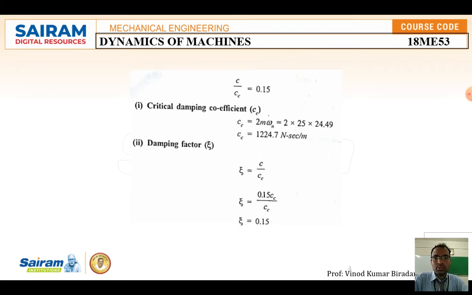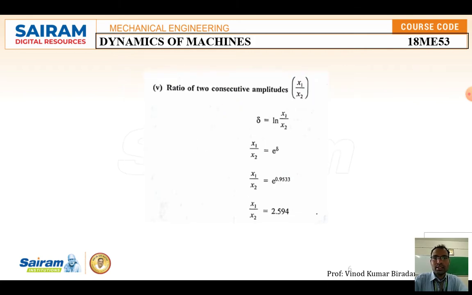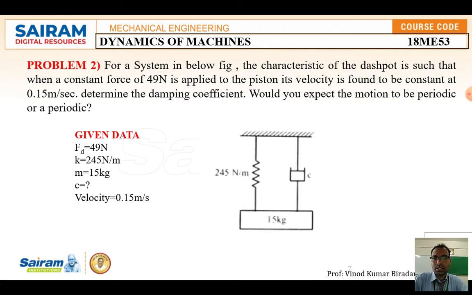So we calculated all the values: the critical damping coefficient, damping factor, natural frequency of the damped vibration, logarithmic decrement, and the ratio of two consecutive amplitudes. This is a very important problem, so we have to perfect the formulas first. This is about problems on spring mass damper systems. I hope you understand this problem. There is nothing else here, just remember the formulas, understand the question, note down the given data, what they are asking, and which formula you are going to apply. That is the main thing in this vibration part. So that is the first problem.